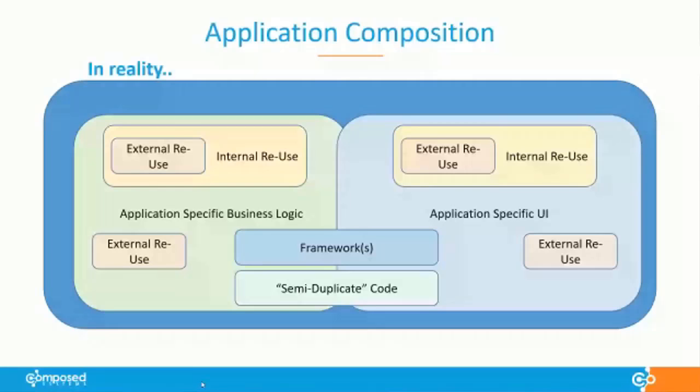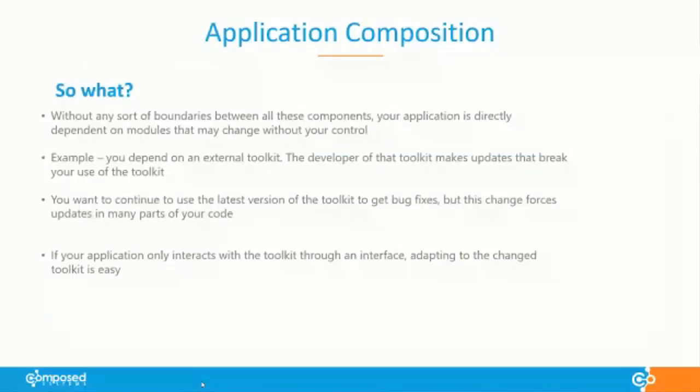And what's wrong with that? Anything? I would say that yes, there is something wrong with that, because you've got a lot of different vectors of change that you don't have any isolation from. One example is that your application is dependent on all these modules. As someone said, don't forget about legacy code. Yep, all these things are mushed together, and there are no boundaries between them.